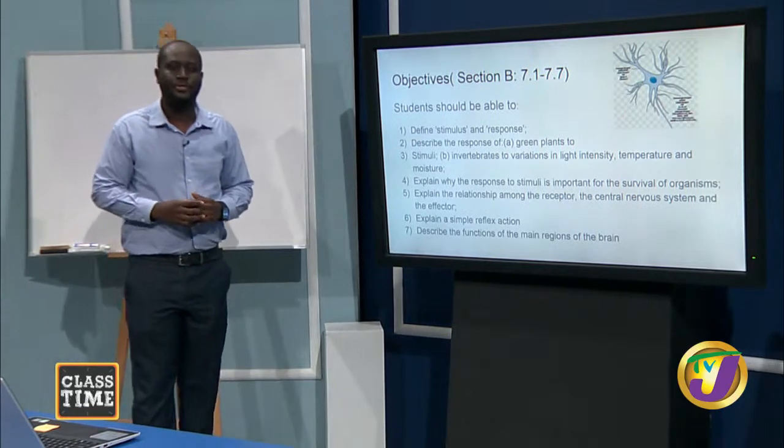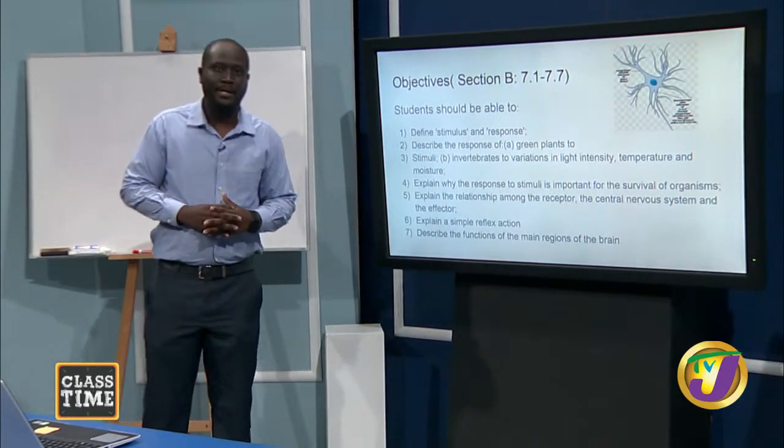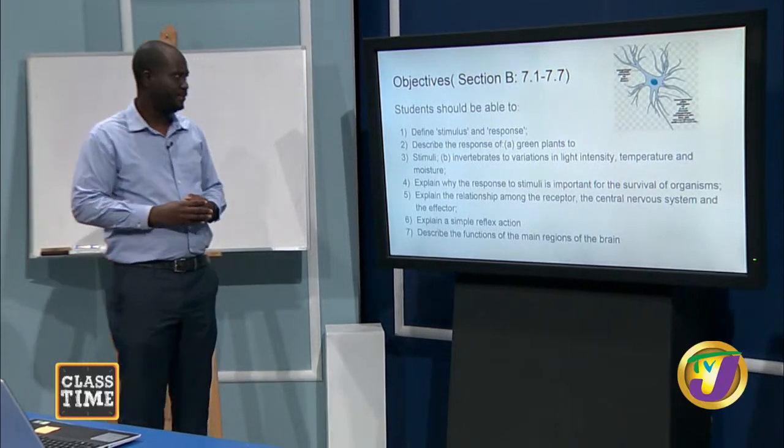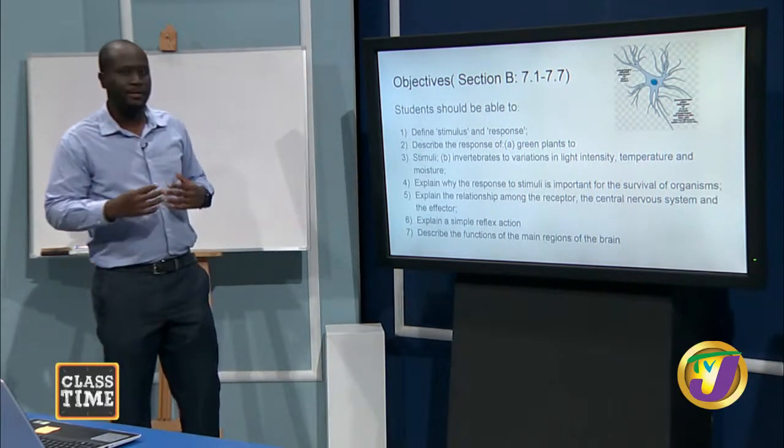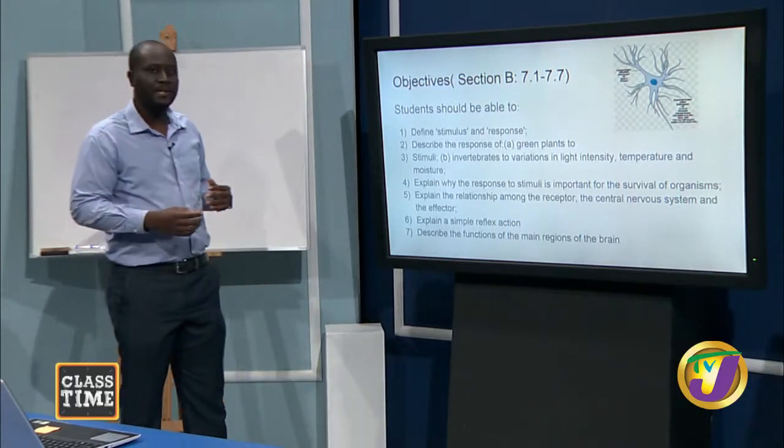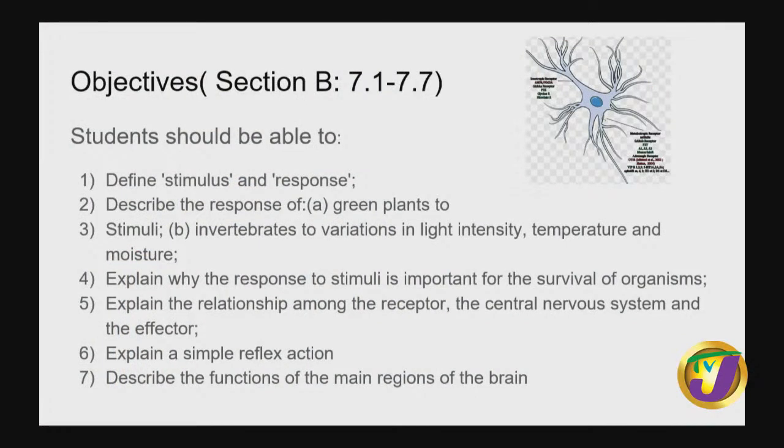Now, before we start, there are objectives that I need to highlight that will come out through today's lessons. First, you need to be able to define stimulus as opposed to response. And you need to describe the response of green plants to stimuli, and also invertebrates and different light intensities, temperatures, etc. Explain why the response to stimuli is important for the survival of organisms. I need to be able to explain the relationship among the receptor, central nervous system, and the effector. You need to be able to explain what we mean by a simple reflex action, and also describe the main regions of the brain.